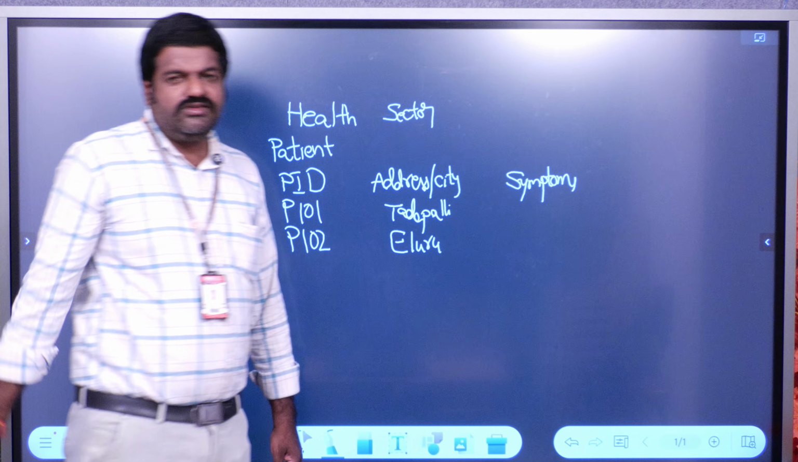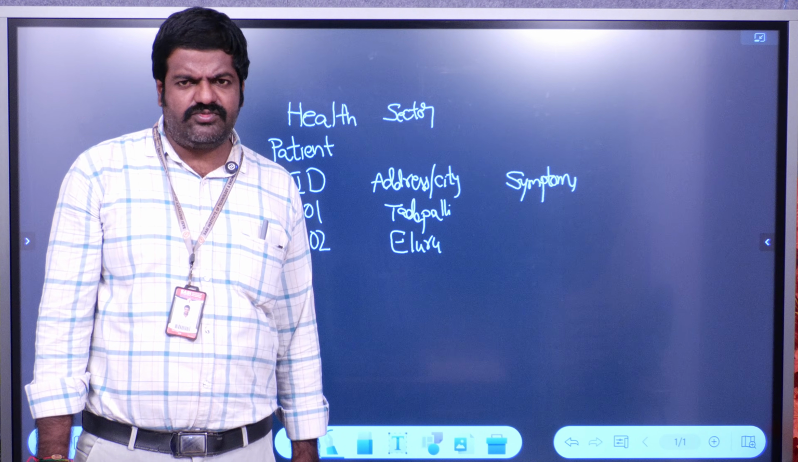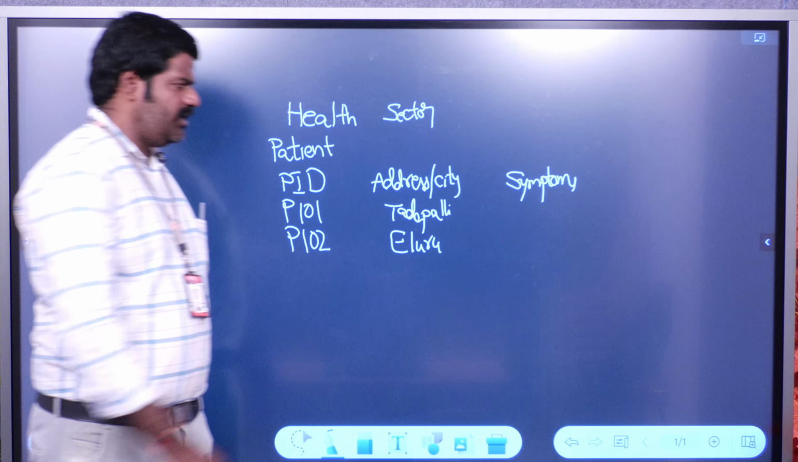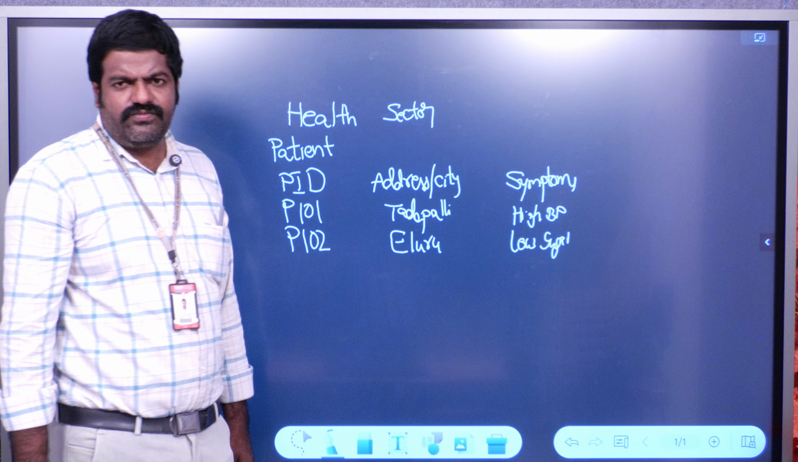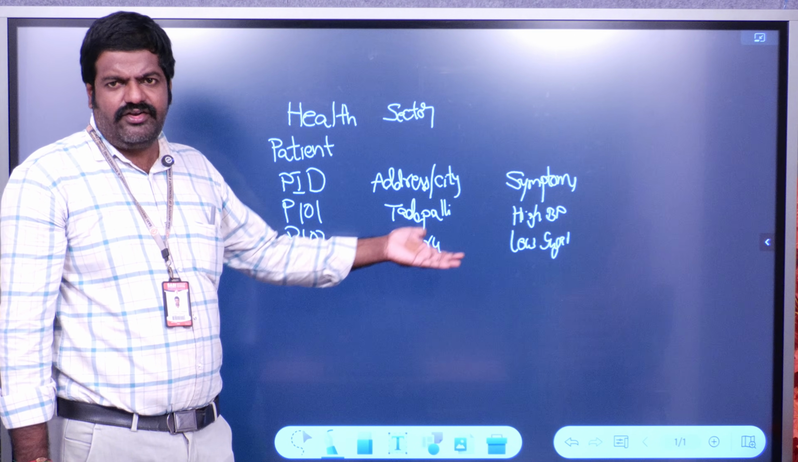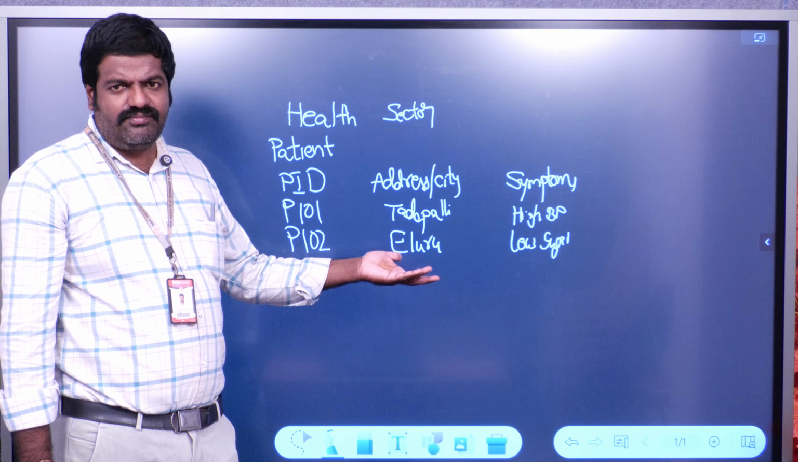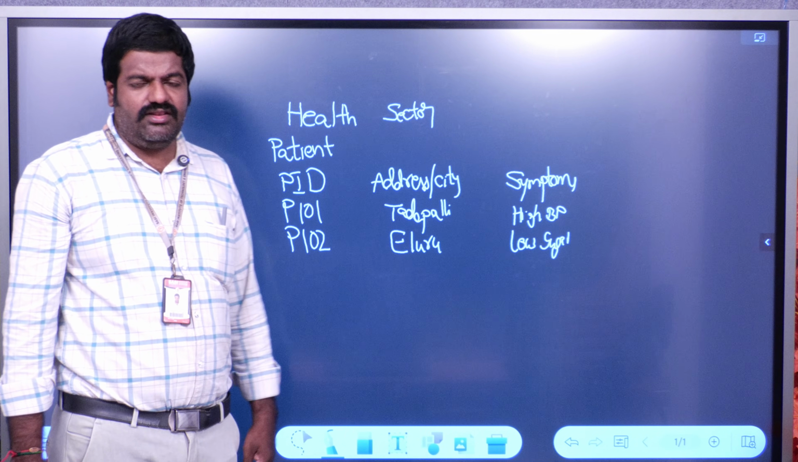Next, symptoms. Symptoms are also categorical. We have a limited number of symptoms, for example, high BP or low sugar level. So we have a limited number of possible values for the symptoms. It comes under nominal, and there exists no order between the symptoms. That's why this comes under nominal data.